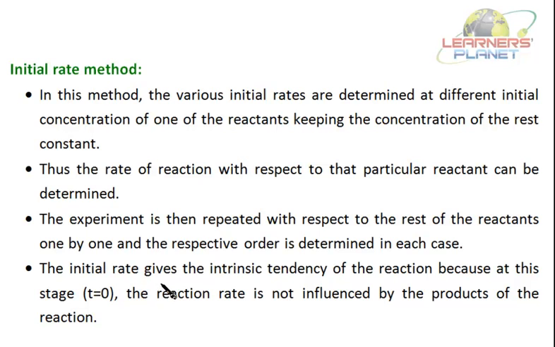Now the initial rate gives the intrinsic tendency of the reaction, because at this stage the reaction rate is not influenced by the products of the reaction. I told you that products are not interfering with the rate of the reaction. So this way we can find out the order with respect to the different reactants. Now let's take up one numerical related to this.